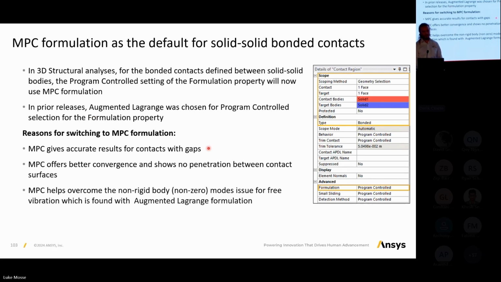It gives more accurate results, contacts with gaps. So if you have two bodies in contact bonded with an air gap between them, MPC contact will transfer loads much more accurately than augmented Lagrange. Much better convergence behavior, no penetration, rigid body motion, other things. It gives much better results.